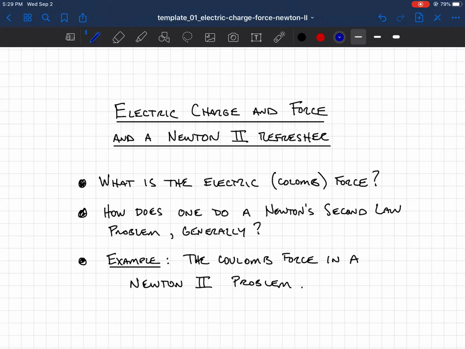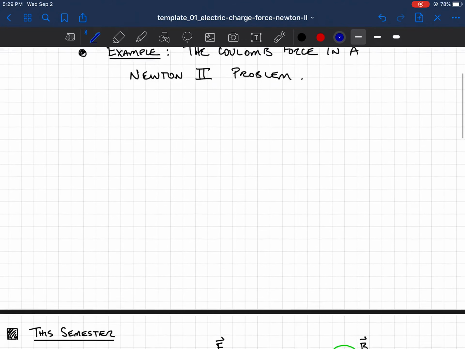Okay, in this lecture, we'll talk about the electric force, which is a force between electric charges, and we'll talk about what that means. And also do a Newton's second law refresher, something that you saw in the previous semester of physics. So we'll talk about what exactly the electric force is. It's called the Coulomb force, how you do a Newton's second law problem generally, and then we'll do an example, which is a Newton's second law problem that involves the Coulomb force.